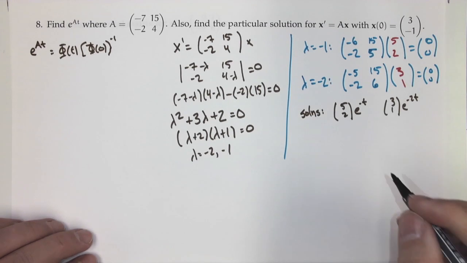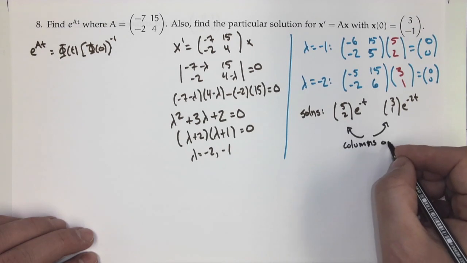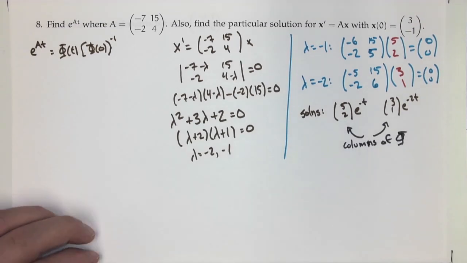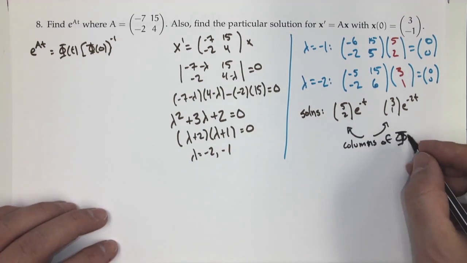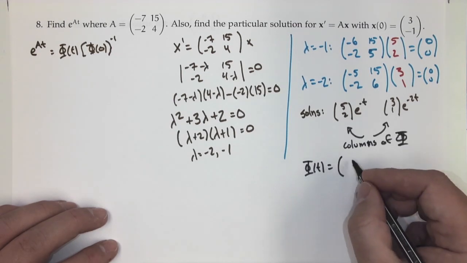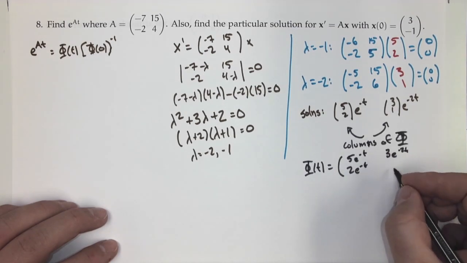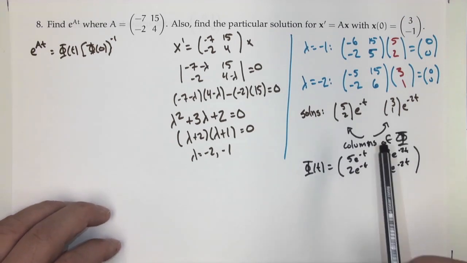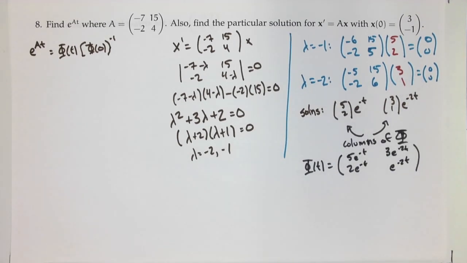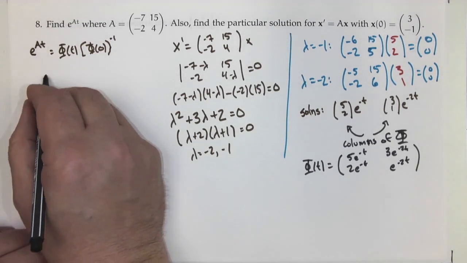Well, these are the columns of phi. So the fundamental matrix is composed of our solutions. So we could say, oh, so phi of t looks like 5 e to the minus t, 2 e to the minus t, 3 e to the minus 2t, and e to the minus 2t. Just first column, second column. All right. So that's there. That's your phi of t. Cool. I'll just copy it.